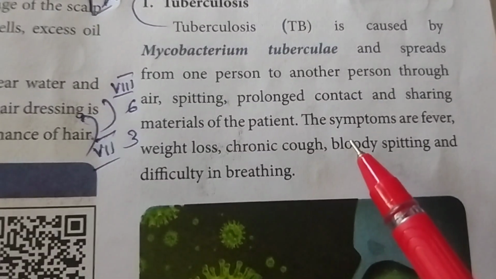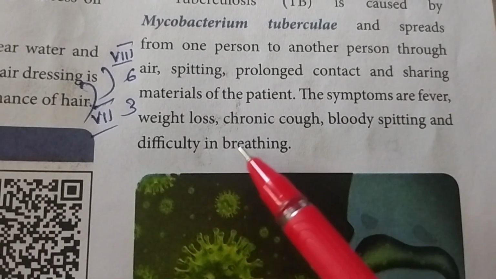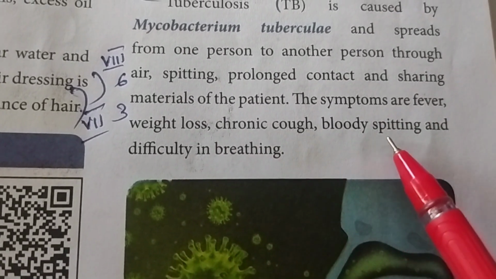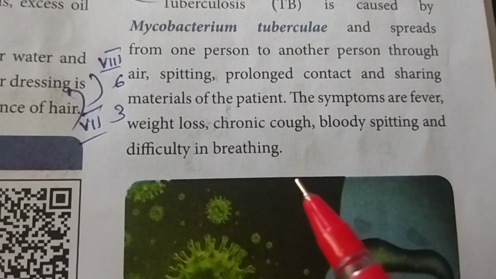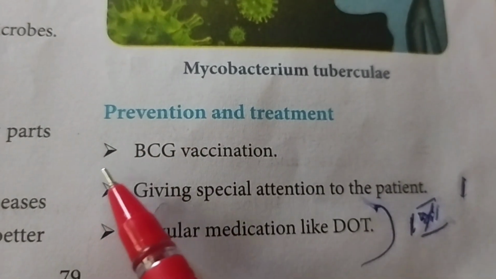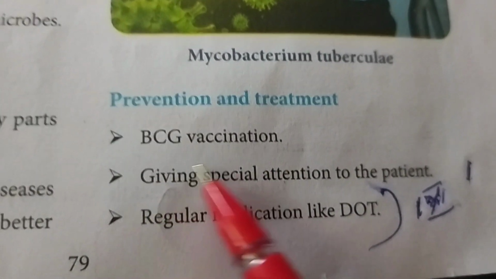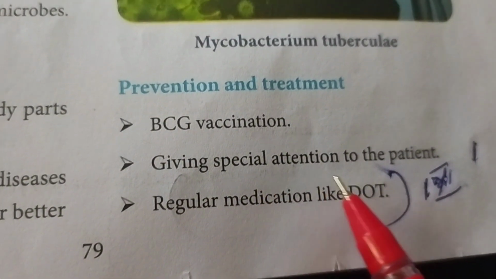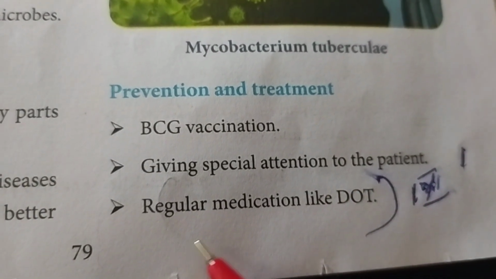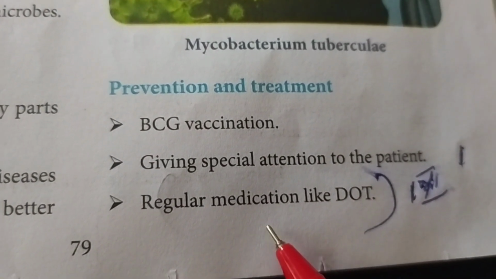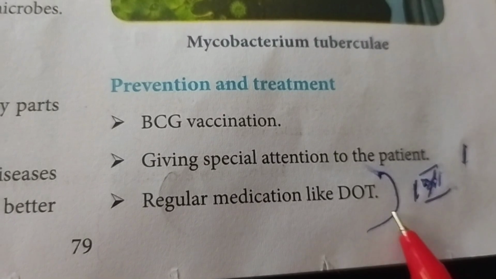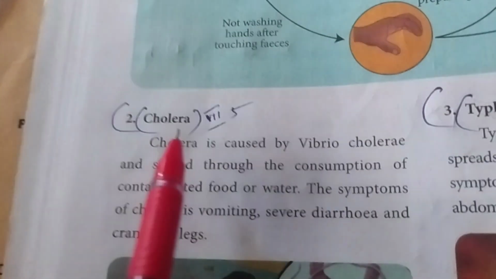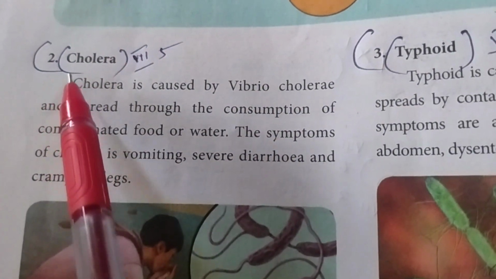The symptoms are fever, weight loss, chronic cough, bloody spitting and difficulty in breathing. For prevention and treatment: BCG vaccination, giving special attention to the patient, regular medication like DOT. Write this. Next, page 80, second point, cholera.